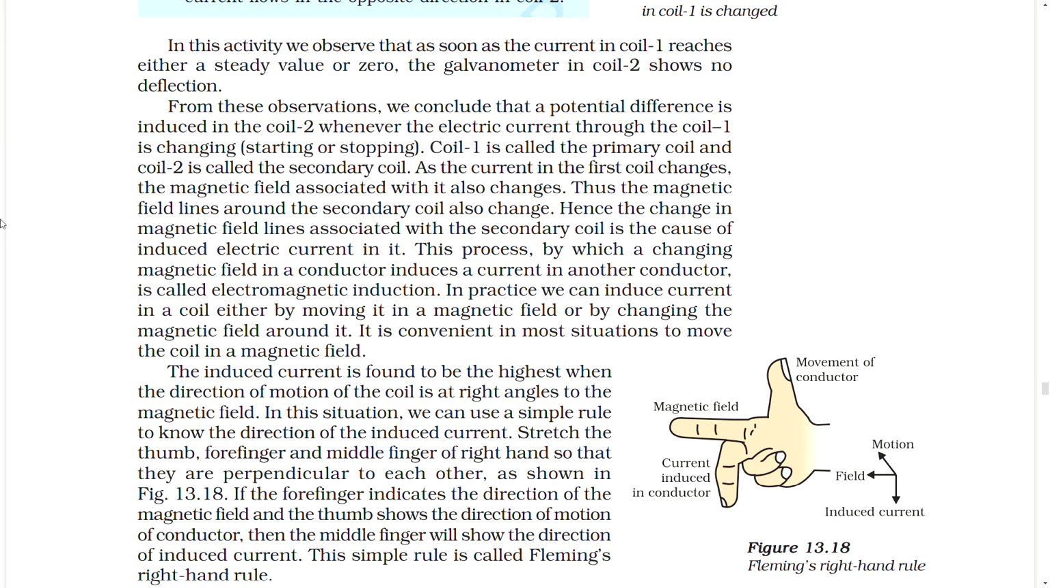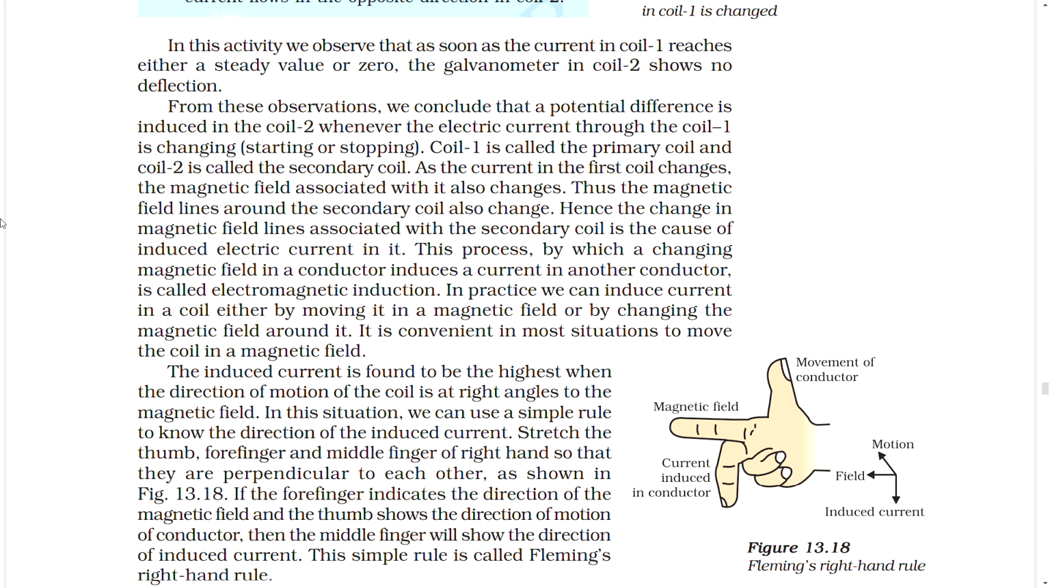As the current in the first coil changes, the magnetic field associated with it also changes. Thus, the magnetic field lines around the secondary coil also change. Hence, the change in magnetic field lines associated with the secondary coil is the cause of the induced electric current in it. This process by which a changing magnetic field in a conductor induces a current in another conductor is called electromagnetic induction. In practice, we can induce current in a coil either by moving it in a magnetic field or by changing the magnetic field around it.